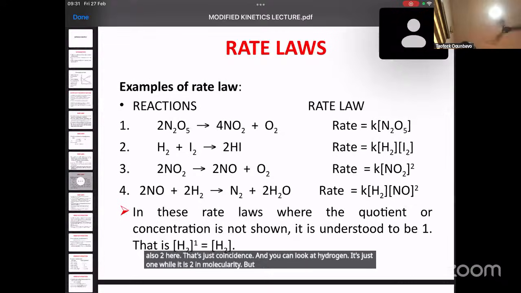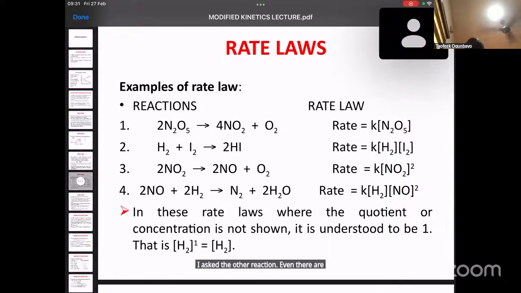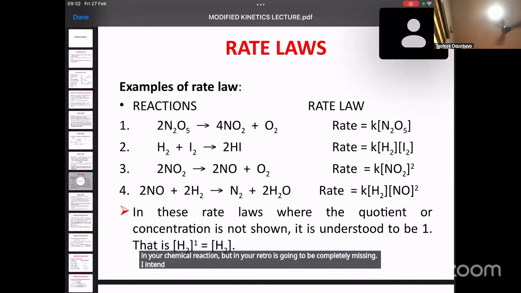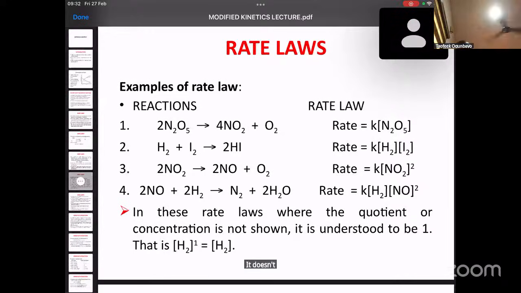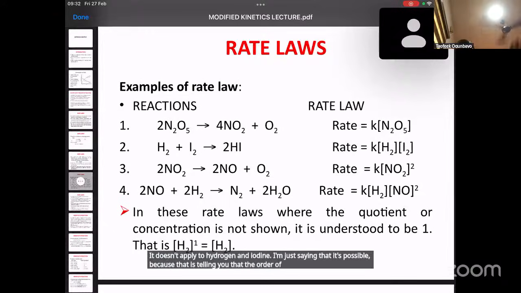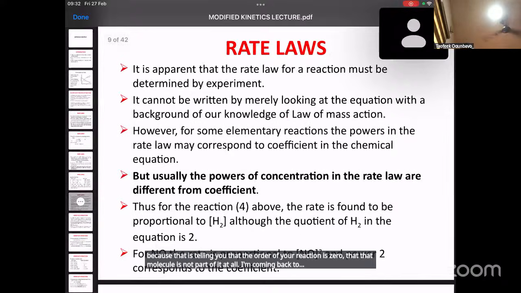But essentially, we need to know that the number of molecules is not the same thing as the order of reaction. There are even times when you will see a molecule in your chemical reaction, but in your rate law it is going to be completely missing. I intended to put an example like that there, but I forgot. It's possible, just like we have hydrogen and iodine here, that in the rate law you just see hydrogen. It doesn't apply to hydrogen and iodine, I'm just saying that it's possible, because that is telling you that the order of your reaction is 0, so that molecule is not part of it at all.